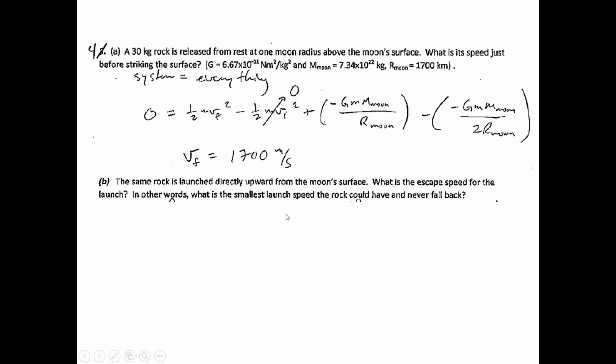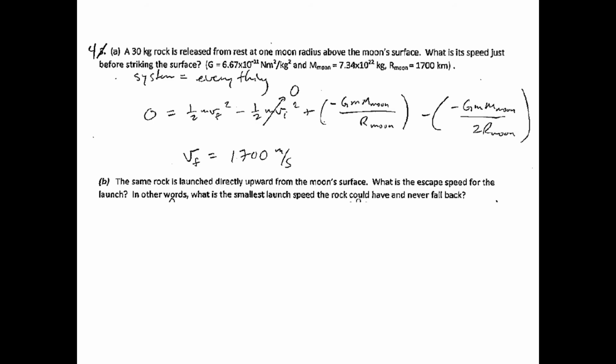Part B of the same problem, we're imagining launching the same rock from the surface of the moon, and we want to know at what speed we could launch it. So what's the smallest speed we could launch it straight up from the surface of the moon and have it not ever come back to the surface of the moon? That is sometimes called the escape speed for that particular planet or moon, in this particular case. What's the smallest launch speed the rock could have and never fall back to the moon?